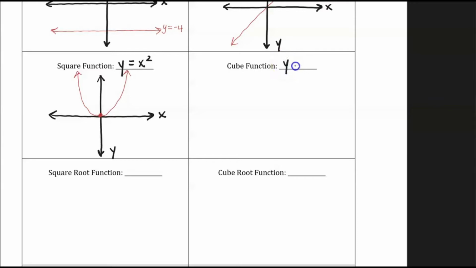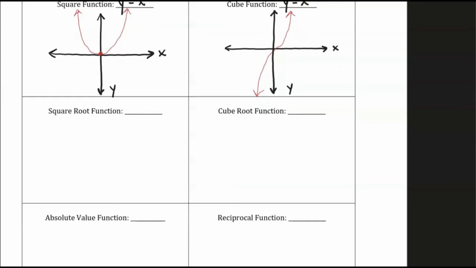Next, we have the cube function. Instead of an exponent of 2, we have an exponent of 3. And the cube function also goes through the origin. And the cube function looks like this. So in all of these examples, I'm just giving the general shape of what these parent functions look like.